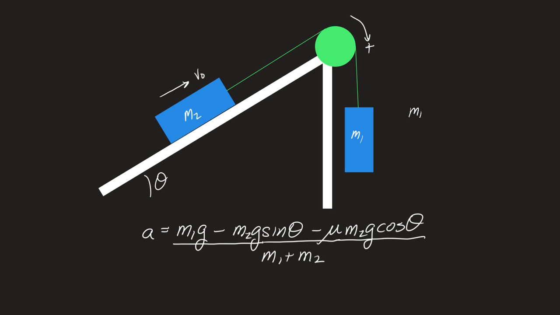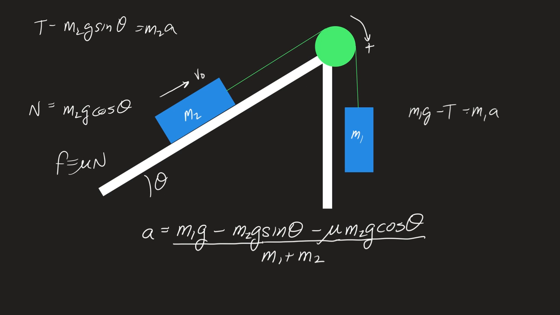So good. So we had M1g minus T equals M1a here. And you had T minus M2g sine theta equals M2a here. And normal equals M2g cosine theta. And you had to use that. These were all the steps. I threw them together fast, but this is what you had to do.